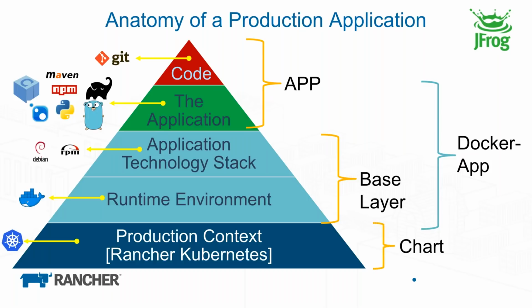And then you have your production context. This is in Kubernetes. And the way you build out this production context is with a Helm chart.